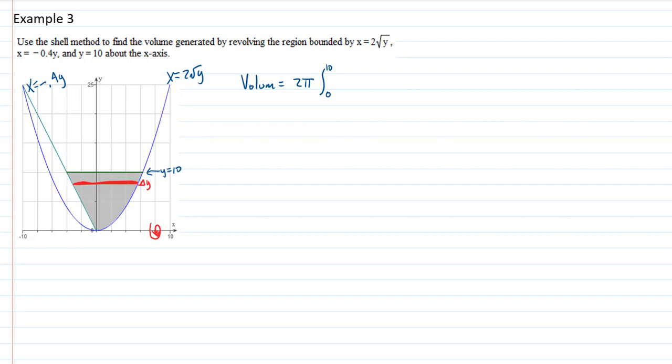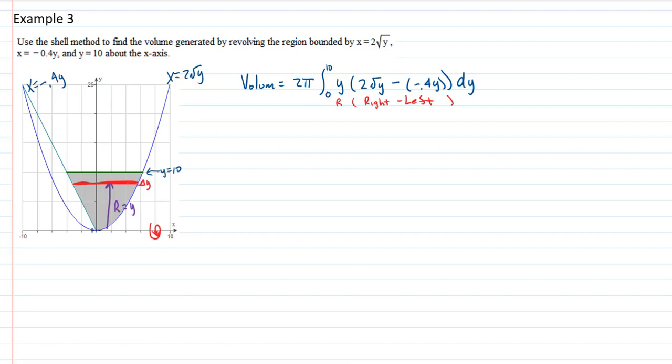The radius is this distance from the axis of revolution to this rectangle. So the radius is going to be y, which is where the rectangle is as it moves from 0 to 10, minus 0, top minus bottom, which is just y. So this is going to be 2 pi times the radius times the height. The height, when you turn it on its side, is going to be length. So that's going to be the right-hand function, which is 2 square roots of y, minus the left-hand function, which is negative 0.4y, and then the thickness is delta y, so we're going to use a dy in our integral. So this is your radius, and this is the height or the length, and it's found by taking the right-hand function minus the left-hand function. Anytime you have a horizontal line, remember it's right minus left. If you have a vertical line, it's top minus bottom.